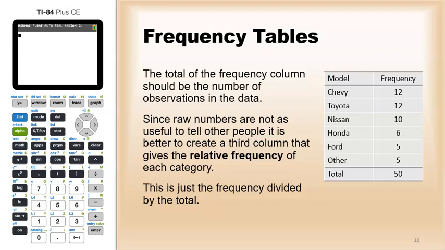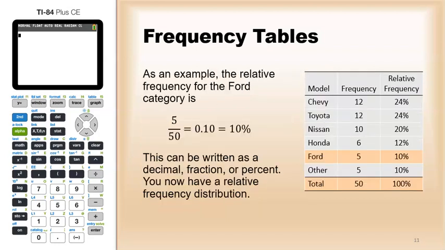Now, since raw numbers are not as useful to tell other people, it is sometimes better to create a third column that's called the relative frequency. And that's essentially your frequencies divided by the total. And that can be either a percent, a decimal, or a fraction. In this case, if I go 12 divided by 50, 12 divided by 50, 10 divided by 50, 6 divided by 50, and then 5 divided by 50, 5 divided by 50, I get these percents.